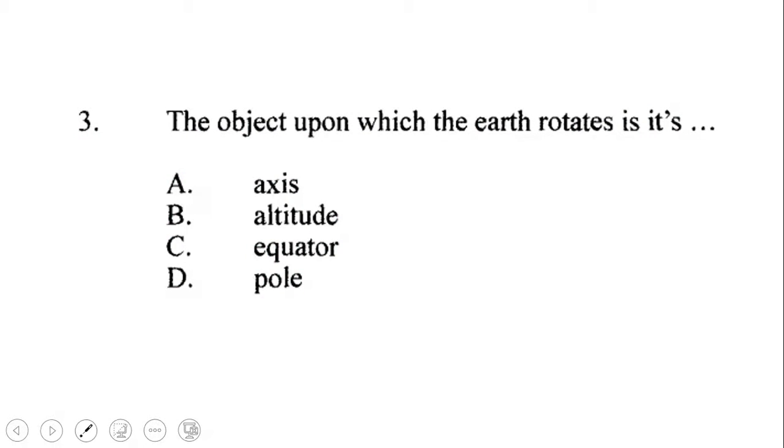Now, in light of the given definitions, what is the answer to question 3? Is it A, axis, B, altitude? No, it's not altitude. Is it C, equator? No, it's not equator. Is it D, pole? No, it's not D, pole. The correct answer is A, axis. The object upon which the Earth rotates is its axis.